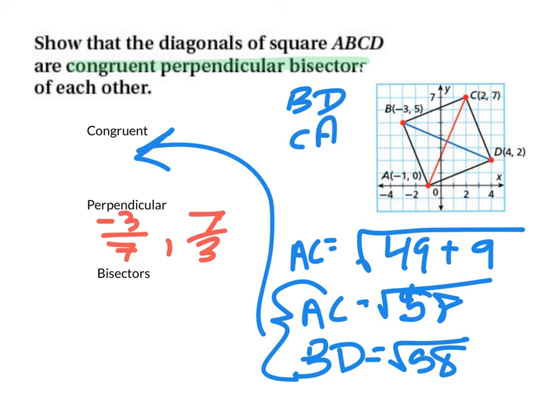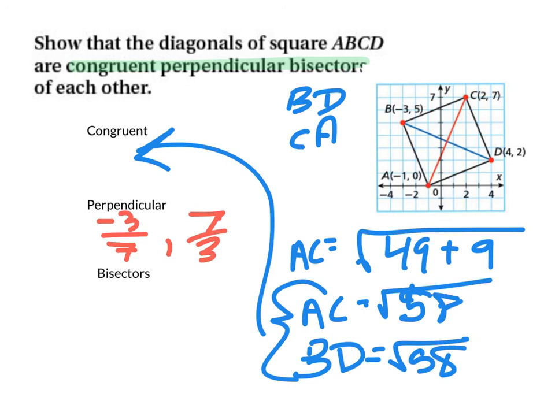And so these are negative reciprocals of each other. So remember, when something's perpendicular, they want negative reciprocals, which is the flip of the fraction. So negative 3 over 7, you flip the sign first, it becomes positive, and then flip the 3 over 7 to 7 over 3. And now the bisector part.